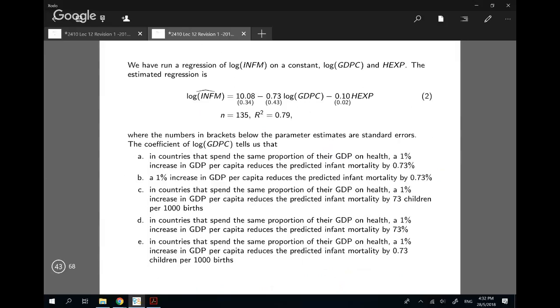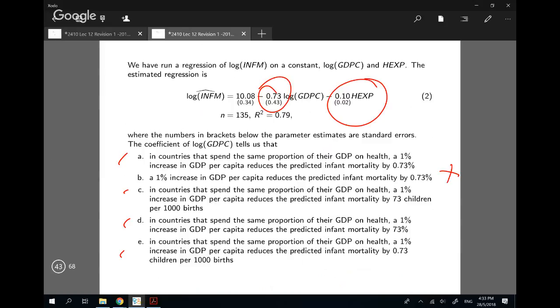Okay, next we run a regression. The coefficient of log GDP tells us how. Oh, this is interpretation. Okay. A, C, D, and E all have the ceteris paribus part, right? In countries that spend the same proportion of GDP on health, they're referring to the other variable, so holding that variable constant. B doesn't have that, so that should be counted out already. Wait, what am I doing? Okay, let's skip this one.